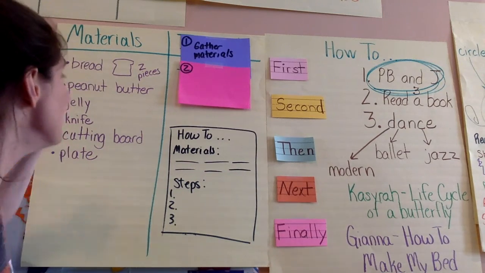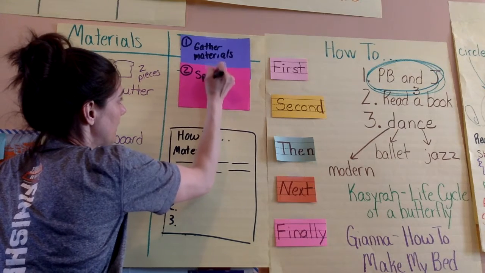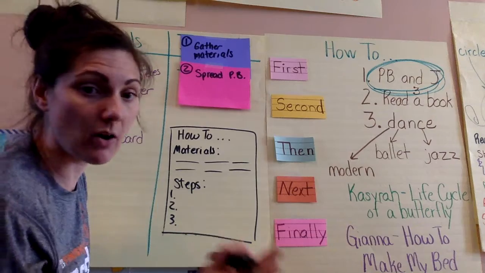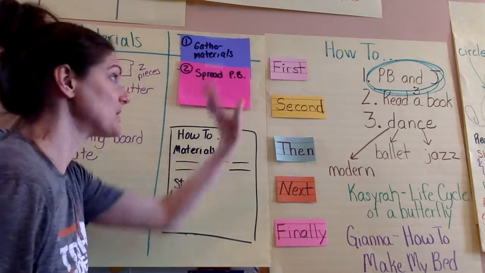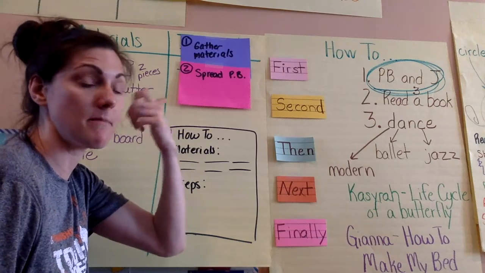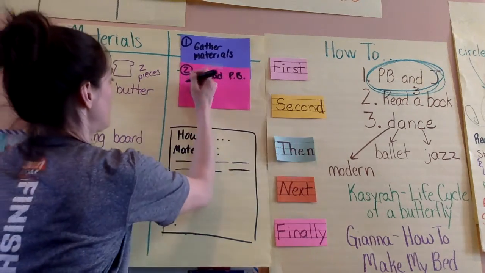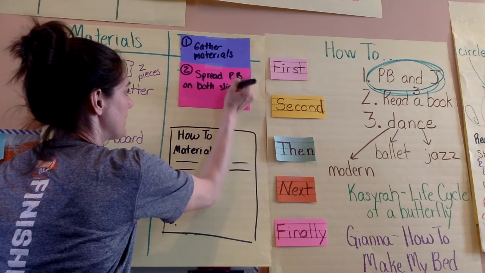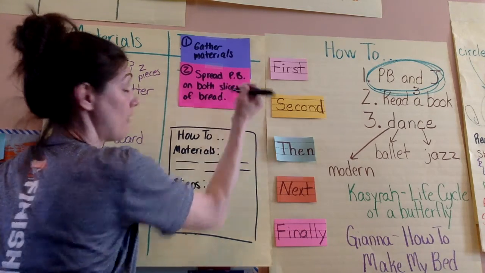So my second step, so I gather my materials. So spread, and I'm abbreviating right now. When I write this out on my final copy, I'm going to write out the words peanut butter. I'm just abbreviating right now because I'm just making notes to organize myself, right? So spread peanut butter on both slices of bread.